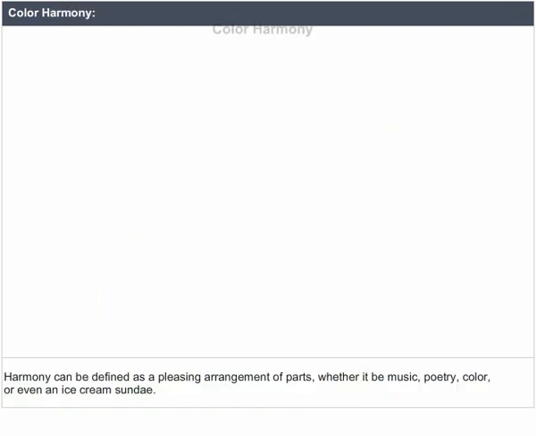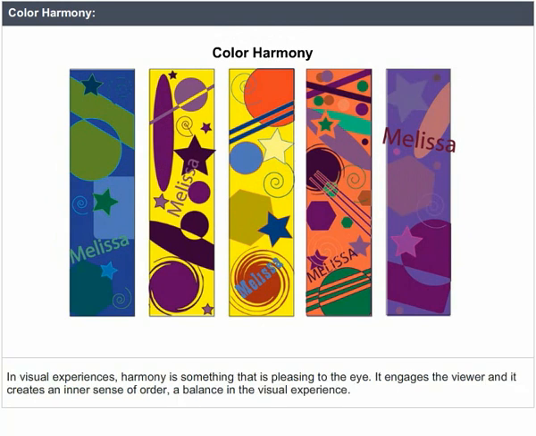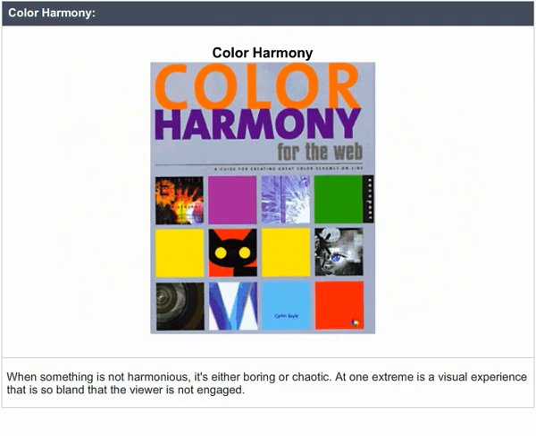Color harmony. Harmony can be defined as a pleasing arrangement of parts, whether it be music, poetry, color, or even an ice cream sundae. In visual experiences, harmony is something that is pleasing to the eye. It engages the viewer and it creates an inner sense of order, a balance in the visual experience. When something is not harmonious, it's either boring or chaotic.